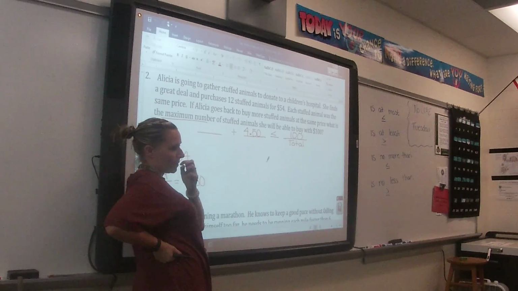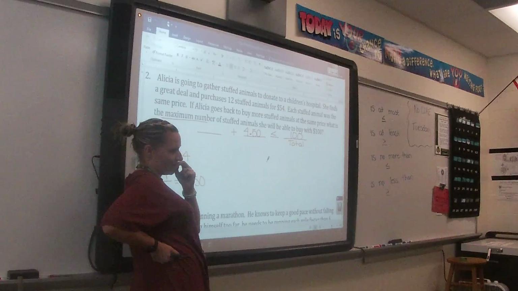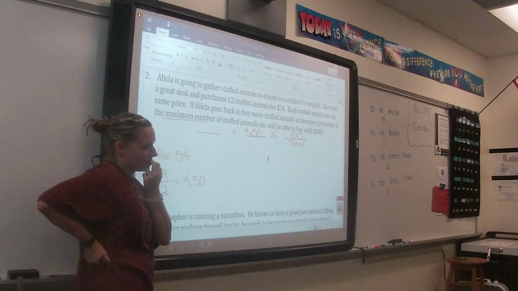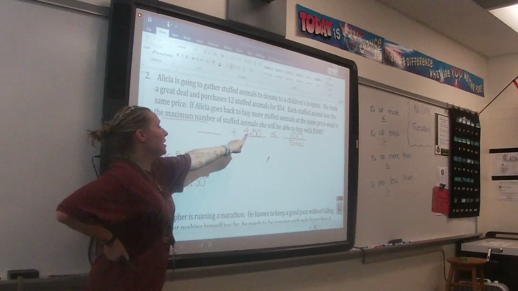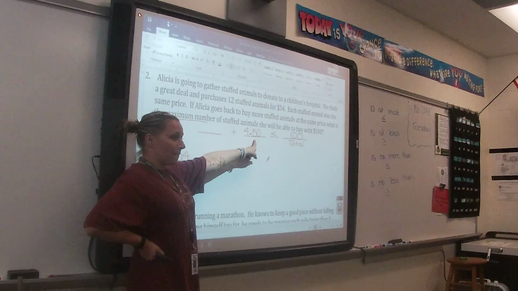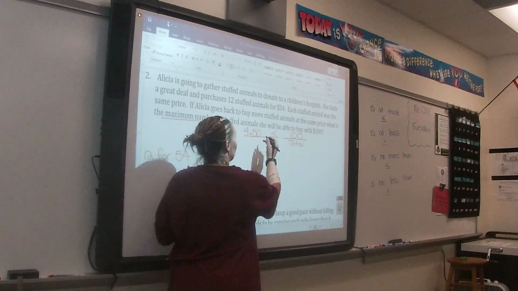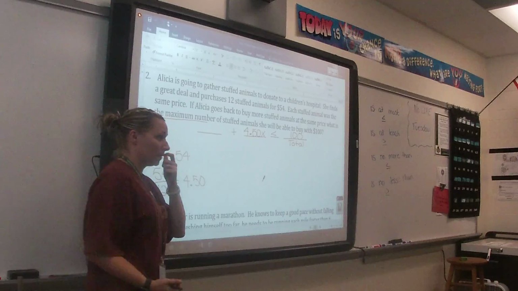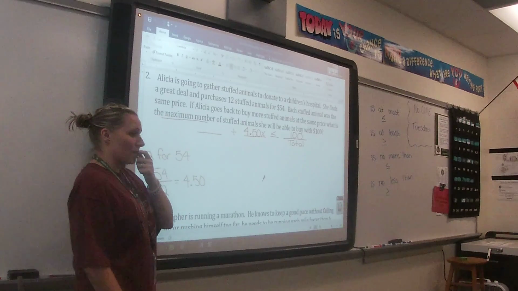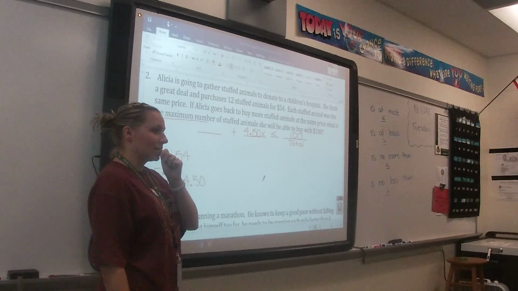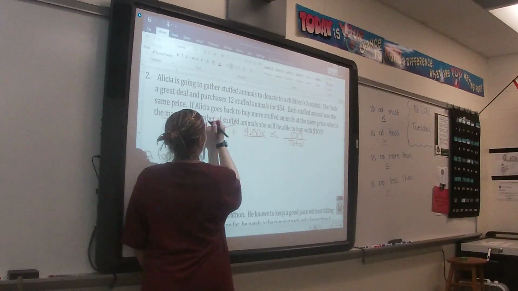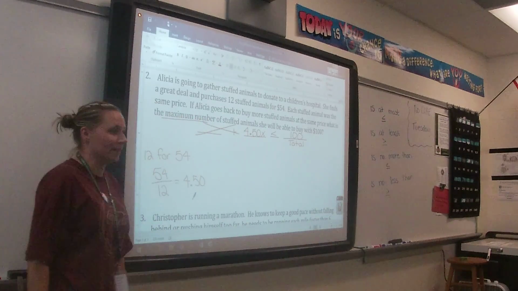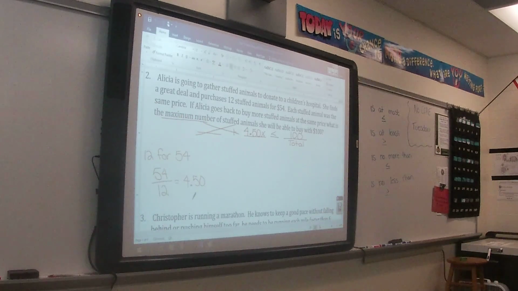12. 12 stuffed animals, each stuffed animal. Okay, so does this 4.50 get an x? Oh, wait, it's just, yes, x, right? Yes, because it's $4.50 per stuffed animal. Why are you confused? There's nothing over there. We don't need that blank in this one. She's only buying one thing.